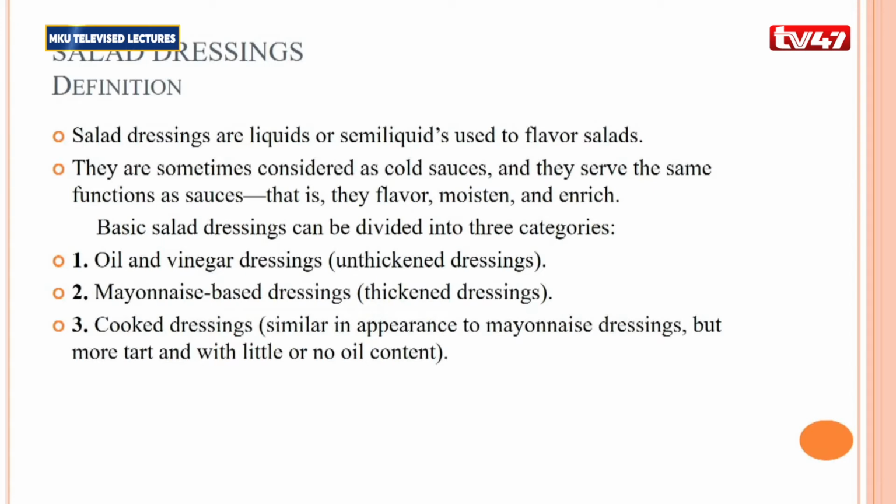Now, we have the categories of salad dressings, and one is oil and vinegar, which is usually unthickened. When you mix oil and vinegar, they become unmixable. So what do we do to them? We'll be looking at that.